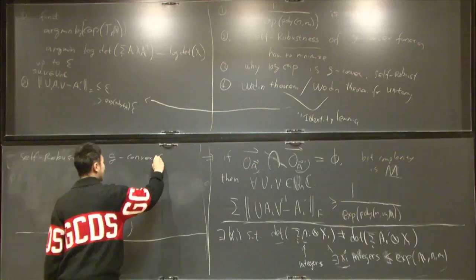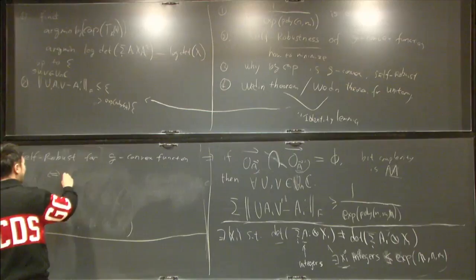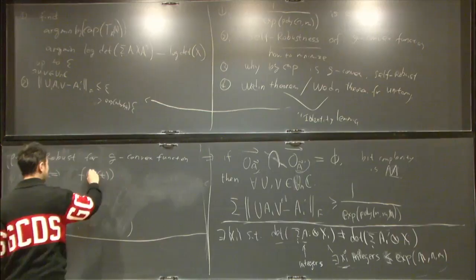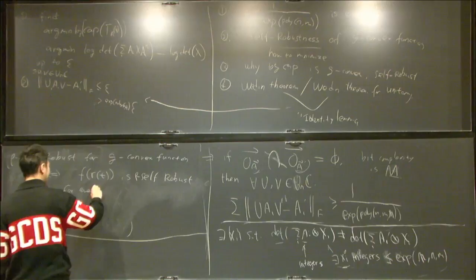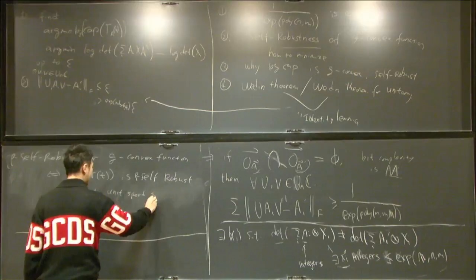This just means that f of gamma t is rho self-robust for every unit speed geodesic gamma.